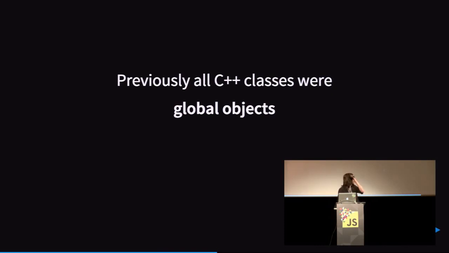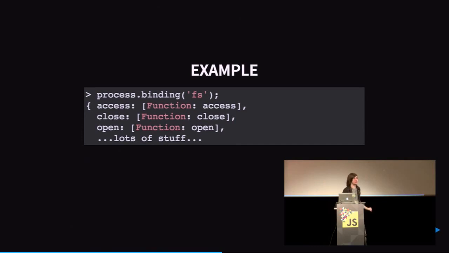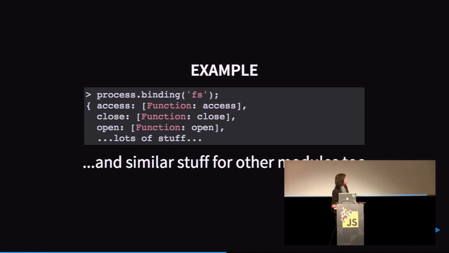Previously, all C++ classes were exposed to the JavaScript user code as a global object. So it was kind of messy, internal stuff was visible everywhere, but since we are now using CommonJS, we decided to move them to a secret place, which is process.binding. When you call it with, let's say, a string, it will return the binding with this name. This binding contains just several functions and several classes. Every class and every function is mapped to some C++ instance. So it's a one-to-one mapping. And it's pretty similar for other modules too, if you try to call it.